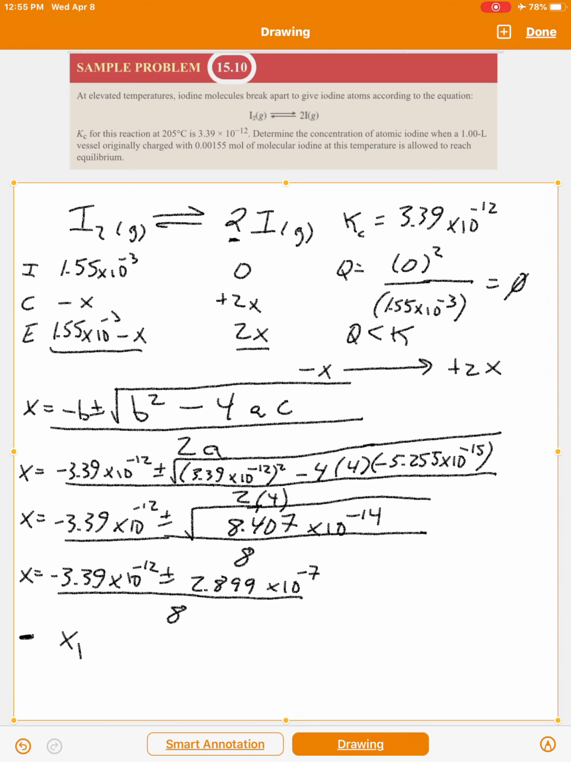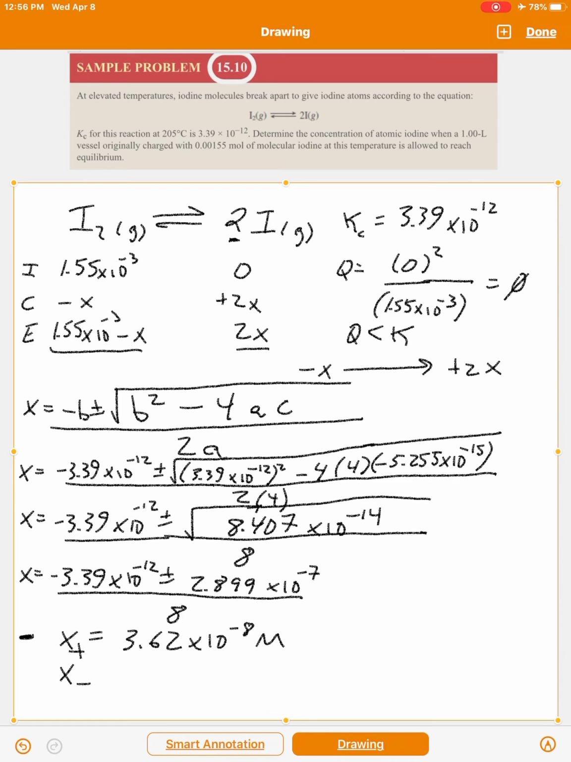So let's do the positive one here. I'm just going to do the minus b plus the 2.899 times 10 to the minus 7, and then divide that total by 8. Remember, you've got to add it, hit equals, and then divide by 8. Don't add it and then divide by 8. Your calculator will think that you're just taking the second number divided by 8. So when you add those together and then divide by 8, you get 3.62 times 10 to the minus 8 molar.